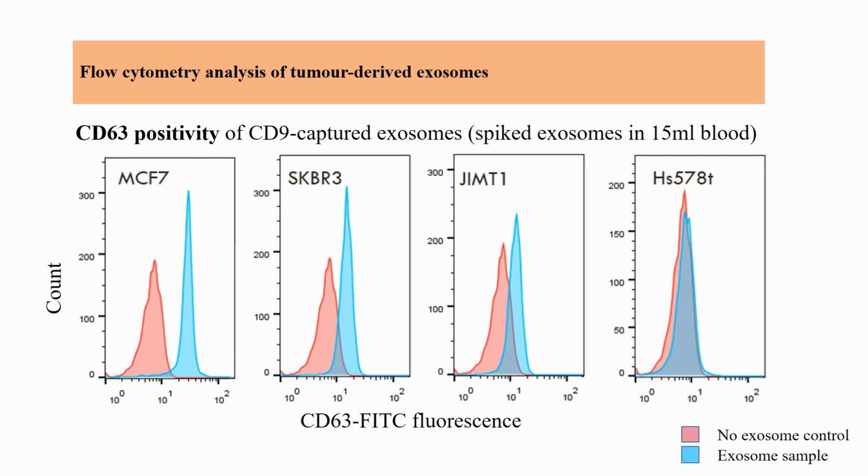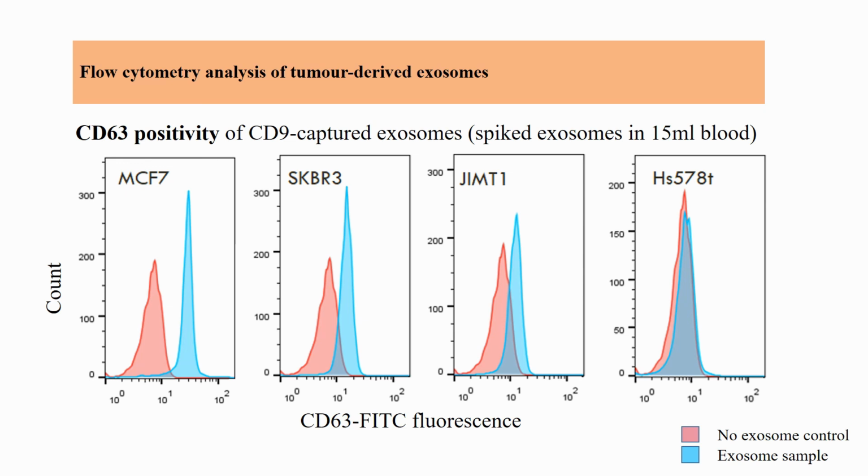Okay, so here we can see a shift. This is the no exosome control against the exosome sample. So this is HS5780 produces exosomes. We know that because we measure them as well with nanocytes, but they are not CD63 positive. Okay, so again, the importance of multiplexing to actually avoid negative results.